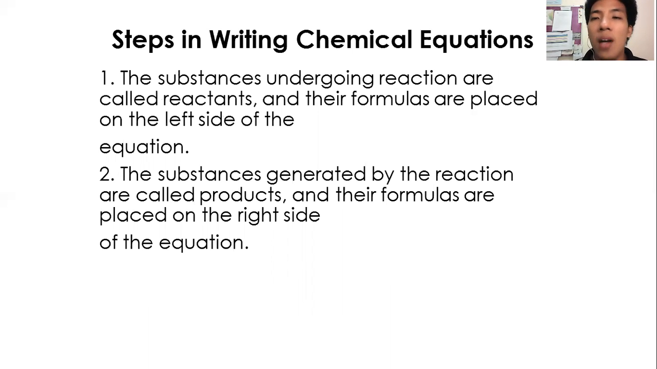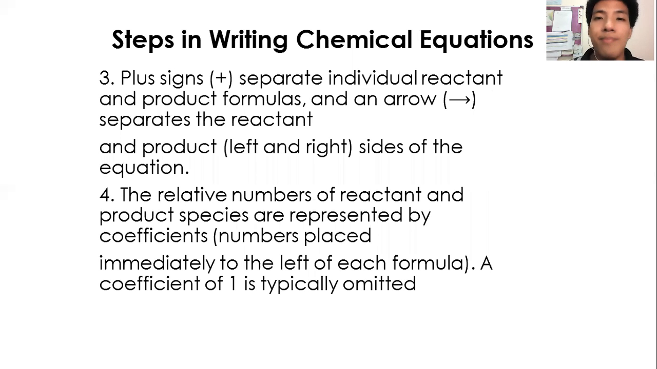One, the substances undergoing reactions are called reactants, and the others are called products. Again, the difference between the reactants and products: the reactants are the ones that undergo reaction, and the products are the final formation of the compound, the new substance generated out of the reaction. So that is the product. Their formulas are placed on the right side for the products, and the left side is always the reactants. We also have to put plus signs, if the need arises.